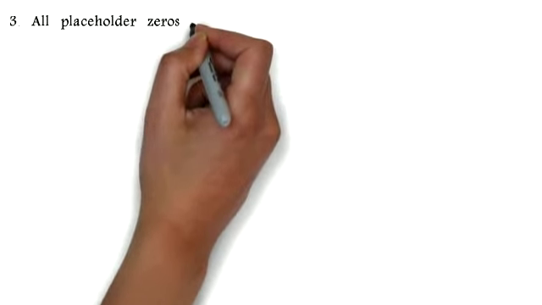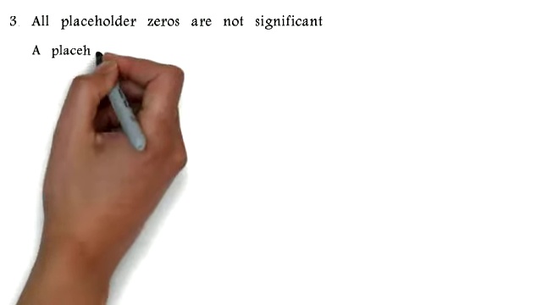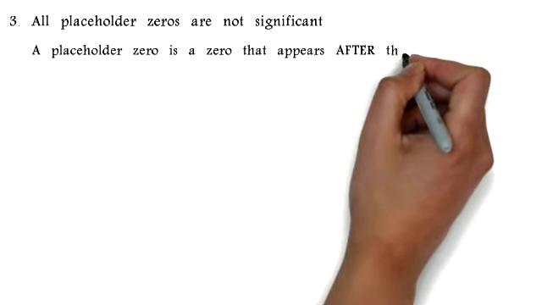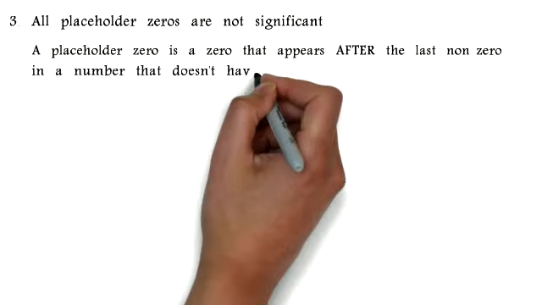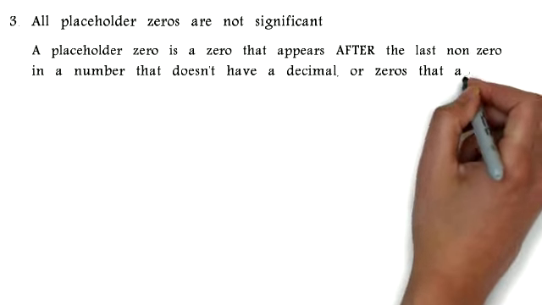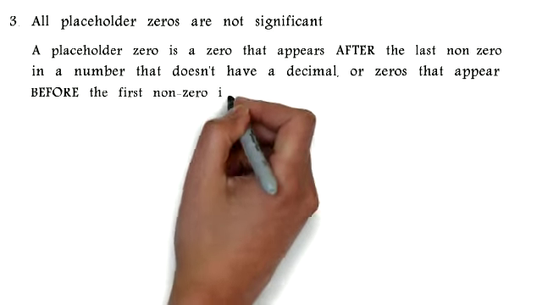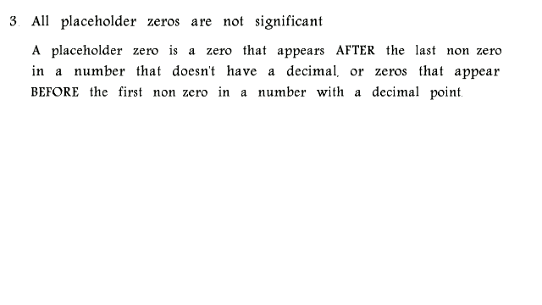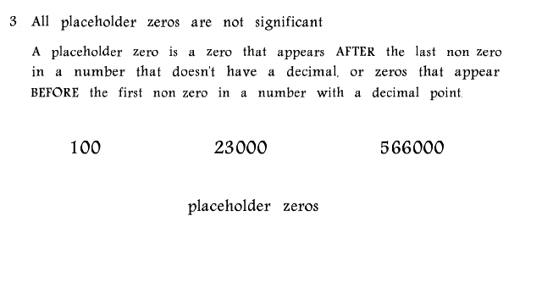Now we're going to get into a little bit trickier part, which is the third rule, which is all placeholder zeros are not significant. A placeholder zero is a zero that appears after the last non-zero in a number that doesn't have a decimal point, or zeros that appear before the first non-zero in a number that does have a decimal point. So I'm going to lay out here three numbers, just like we've been doing, and we're going to identify first the placeholder zeros. Now these are not significant.